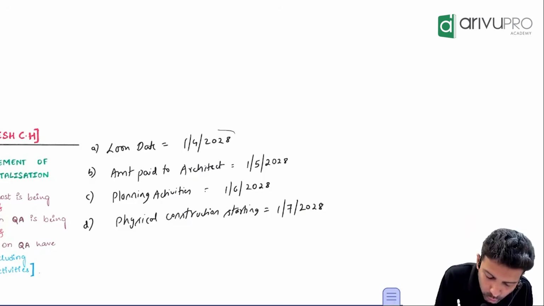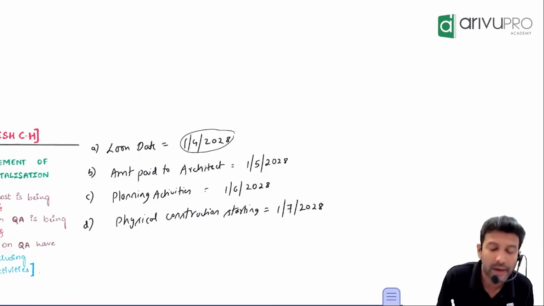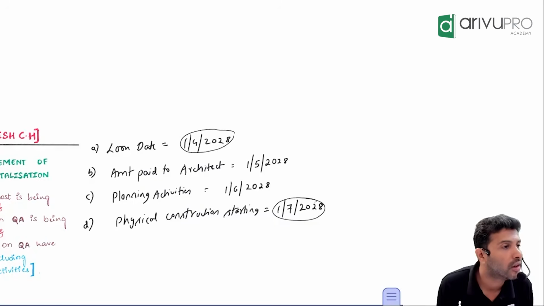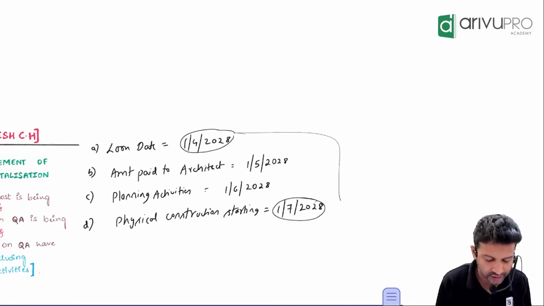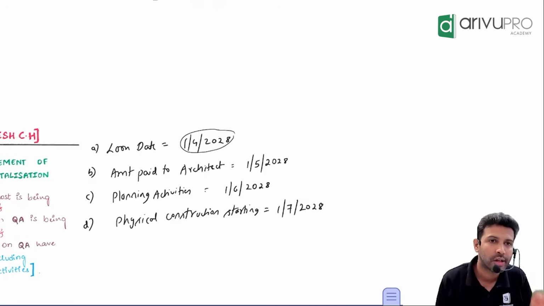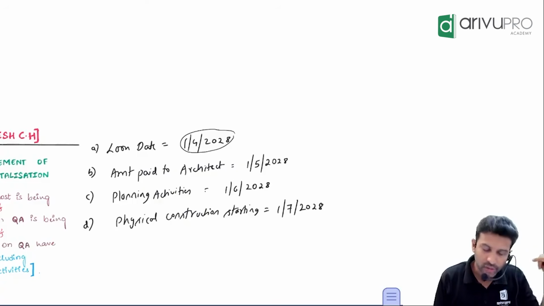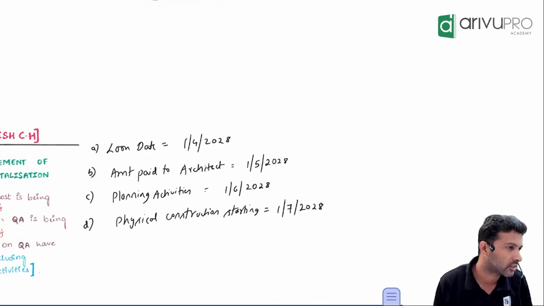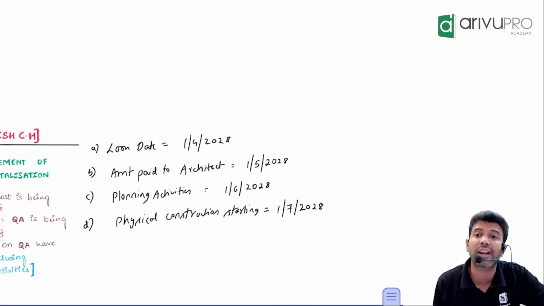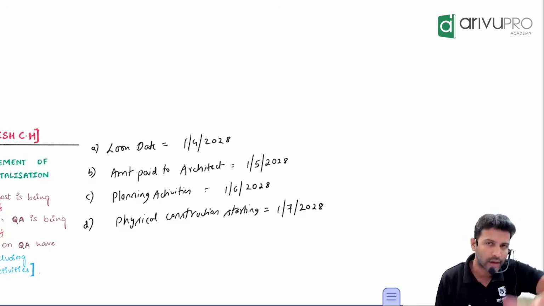Loan, when did you take? 1st April. But physical construction started on 1st July. Now, are these two dates matching or mismatched? Mismatch, yes sir. So that is where AS 16 gives guidance on which day you should start capitalization. For that you all have to go back to the conditions.